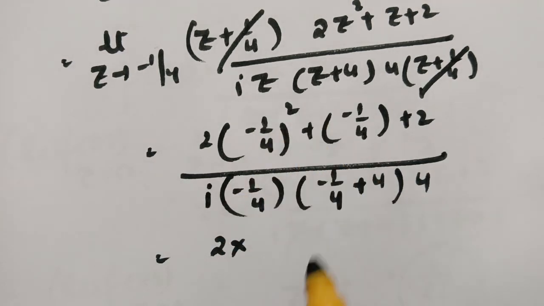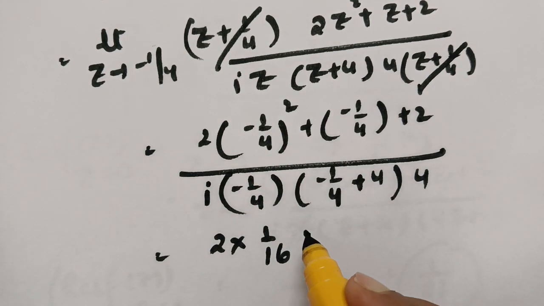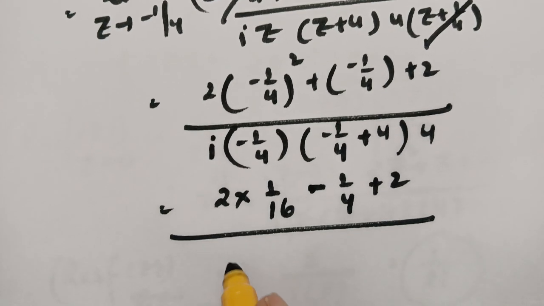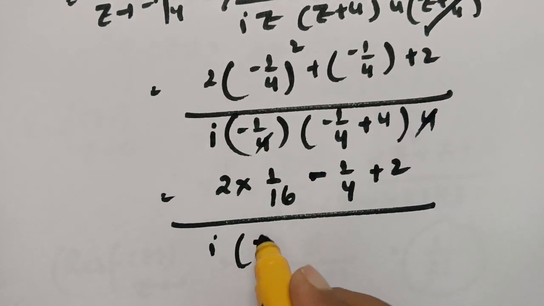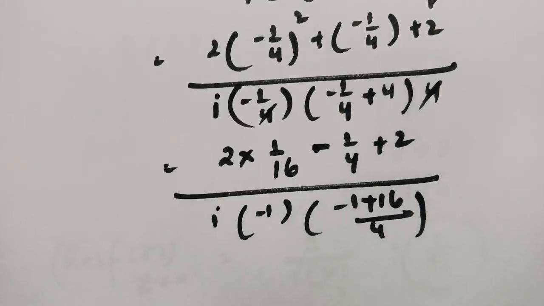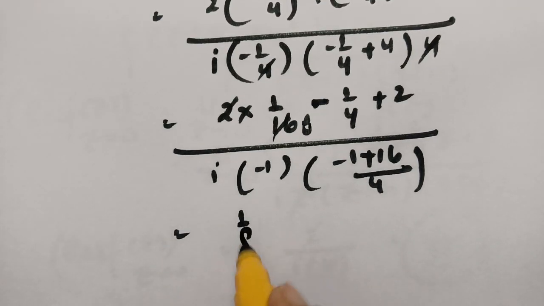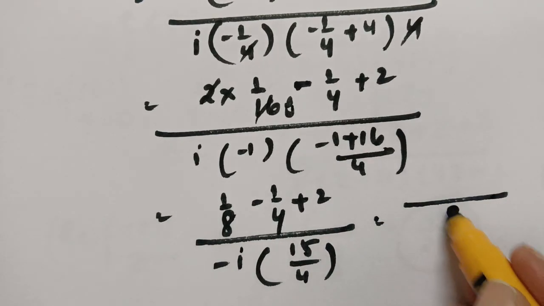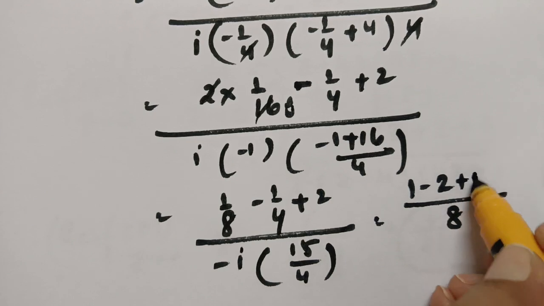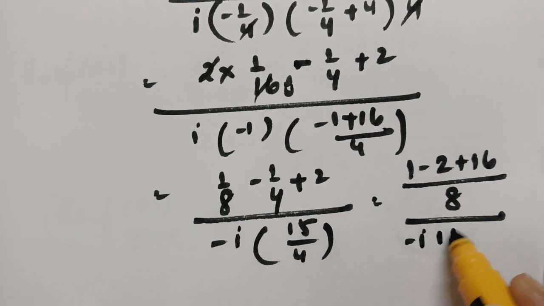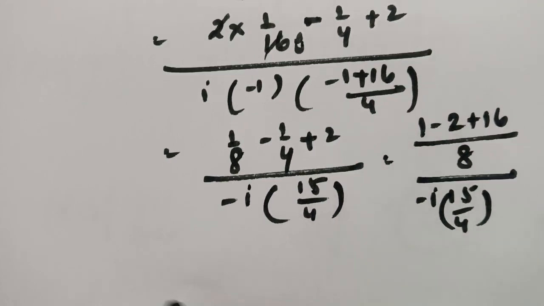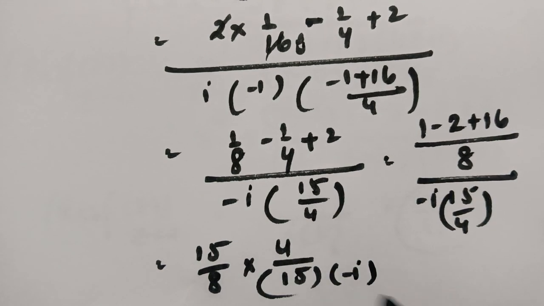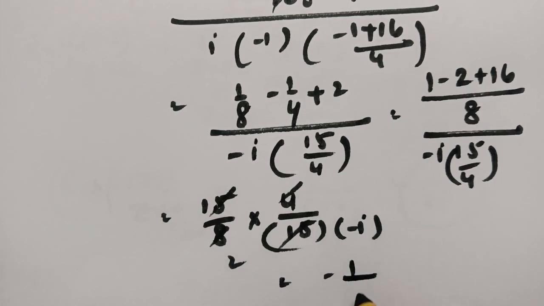Clear? This is 2 times 1 by 4 into 1 by 4, which is 1 by 16. So this is minus 1 by 4 plus 2 by i times minus 1 into minus 1 plus 16 by 4. If I cancel these two, 8 times, this will be 1 by 8 minus 1 by 4 plus 2, by minus i times 15 by 4. If I take 8 as LCM, this will be minus 1 plus 2 plus 16 by minus i into 15 by 4, which is 17 minus 2, that is 15 by 8. If I send it to the numerator, this will be 4 by 15 into minus i. Now I can cancel these two and the answer here is minus 1 by 2i.